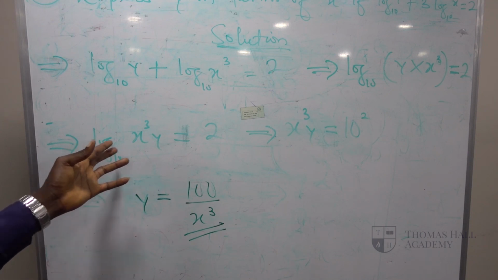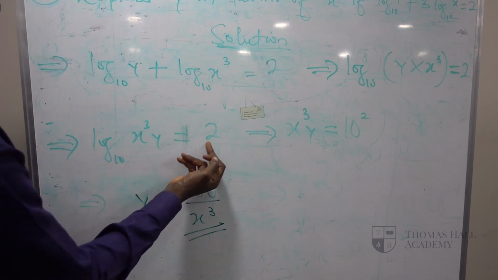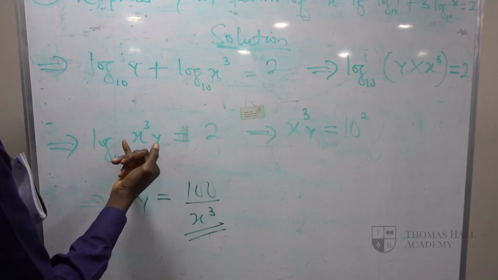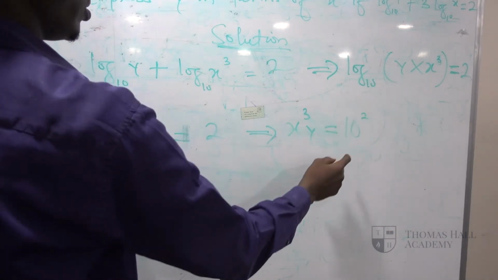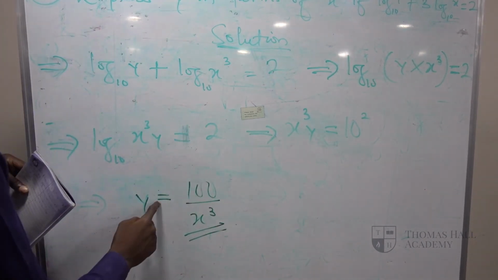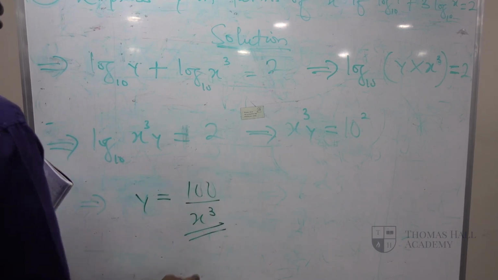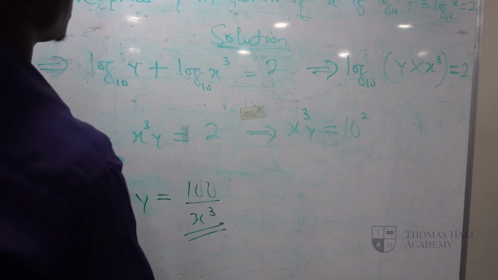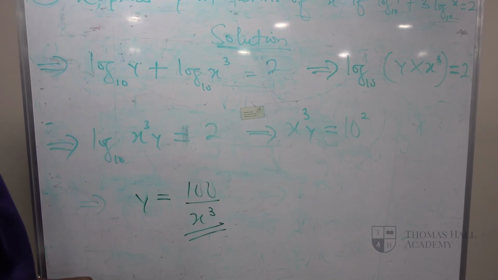So, log x raised to the power 3 y equals 2. This 10 comes here and pushes 2 up. That's the logic. x raised to the power 3 y equals 10 raised to the power 2. 10 raised to the power 2 is 100, but we're looking for y. y equals 100 all over x raised to the power 3. So, expressing y in terms of x means find the value of y. So, this is the answer. y equals 100 all over x raised to the power 3.